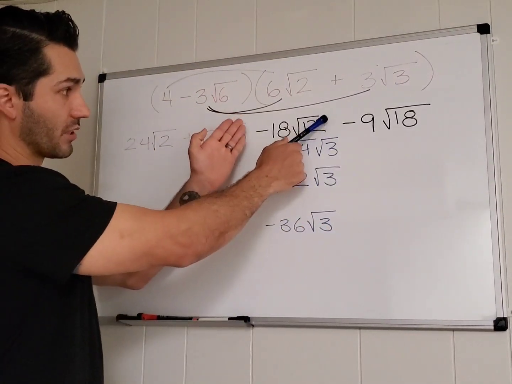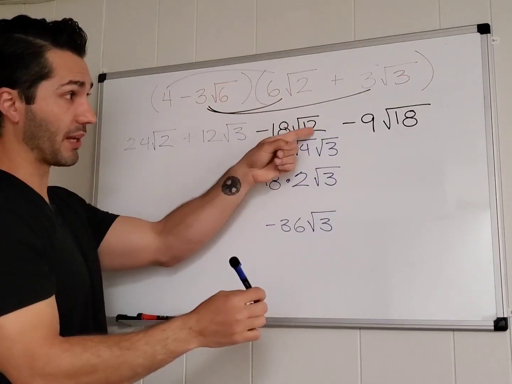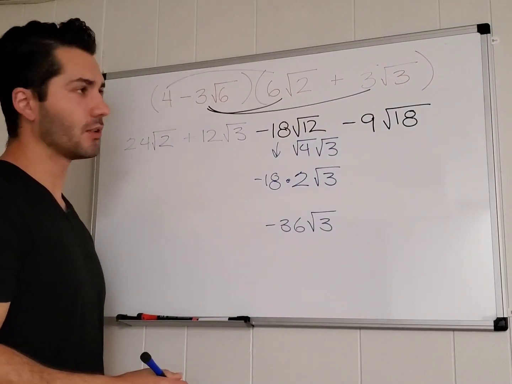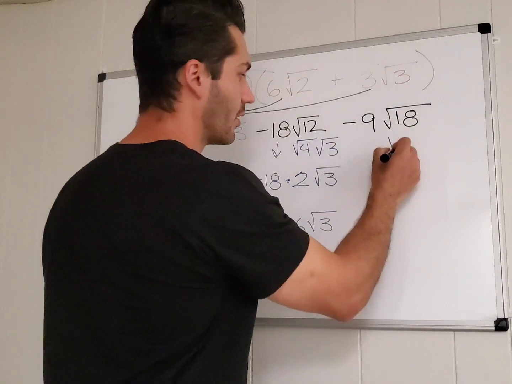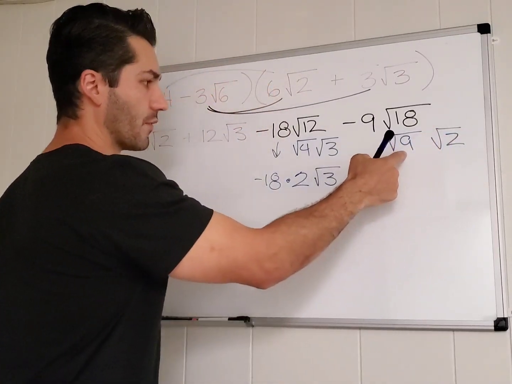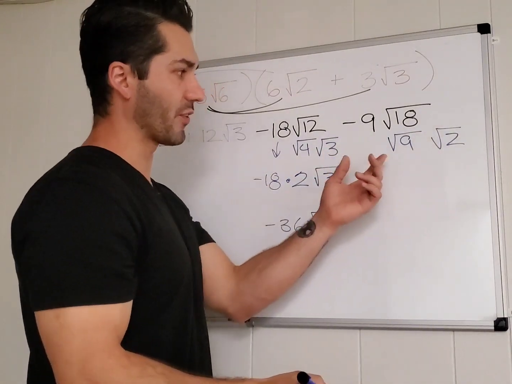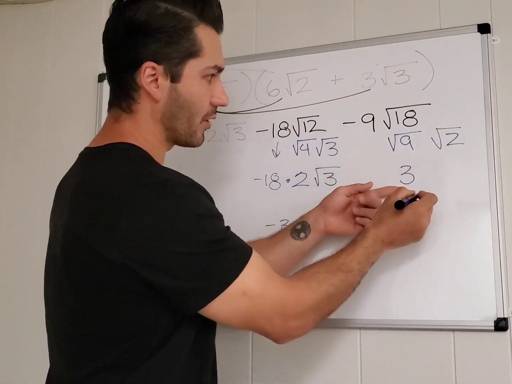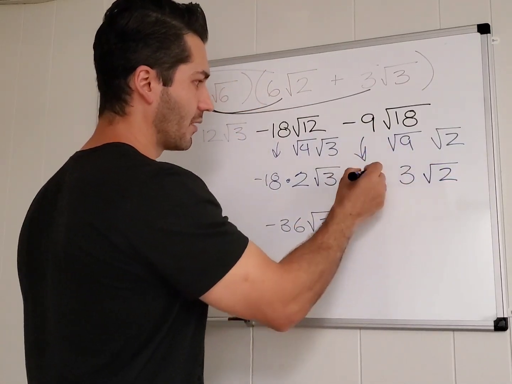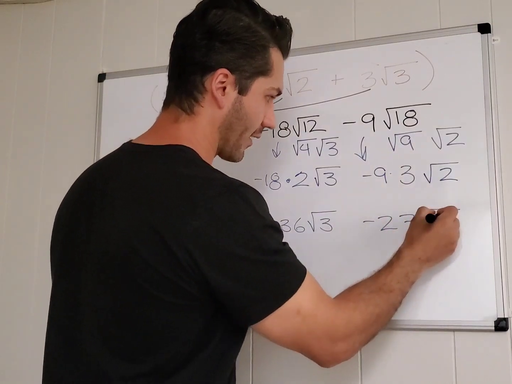This is literally the first thing you did in 10.2. This is the most important thing in the chapter, just being able to break these down. 18. Can I break down 18? Yeah, I can. It's square root of 9 times square root of 2. Square root of 9, once again, you pick it because it's a perfect square. You can only break down using perfect squares. Square root of 9 is 3. Radical 2, bring down this negative 9. And I have this negative 27 radical 2.